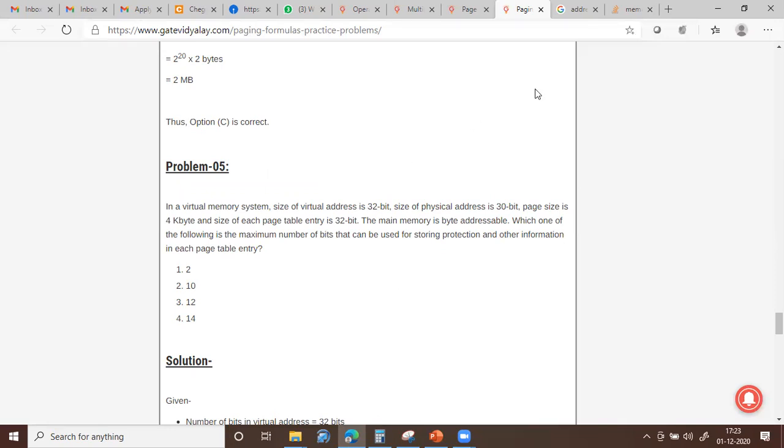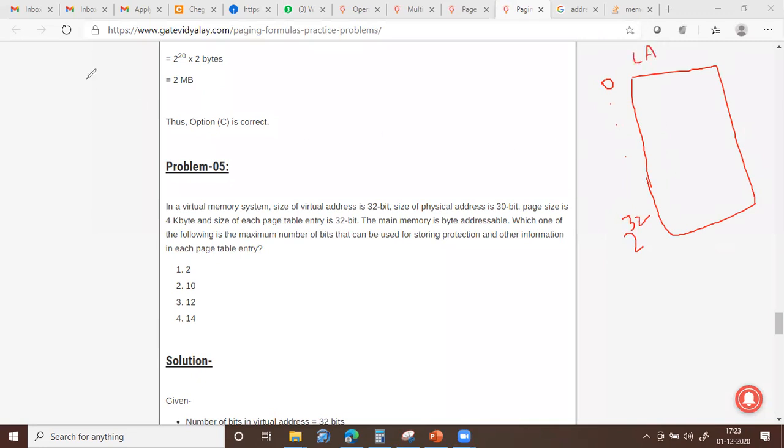That means you are using 32 bits to refer to the logical address. It means your logical address space is more than the physical address space. So the logical address space starts from 0 to 2 to the power 32 locations. Let me call this the logical address space. But the physical address space, let me draw here, is only 30 bits. So the physical address space starts from 0 to 2 to the power 30 only. The logical address space is higher than the physical address space.